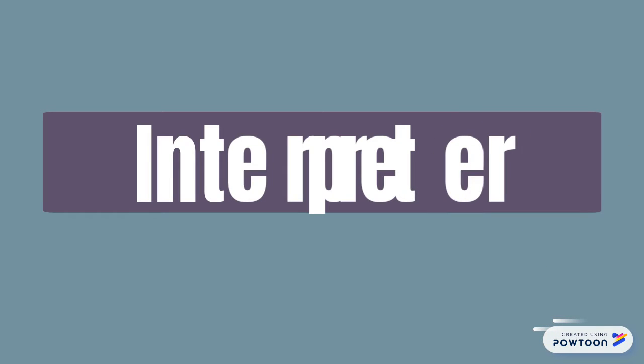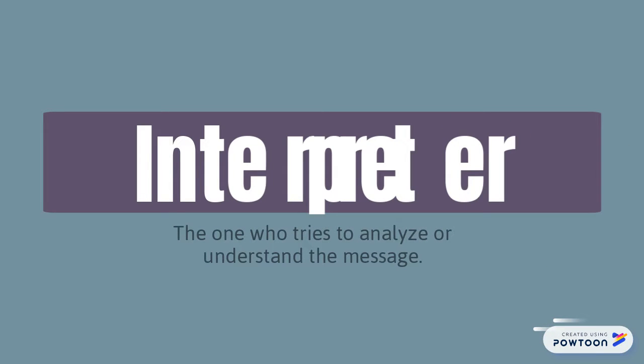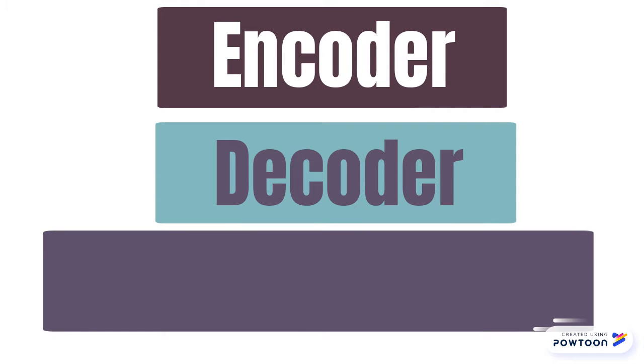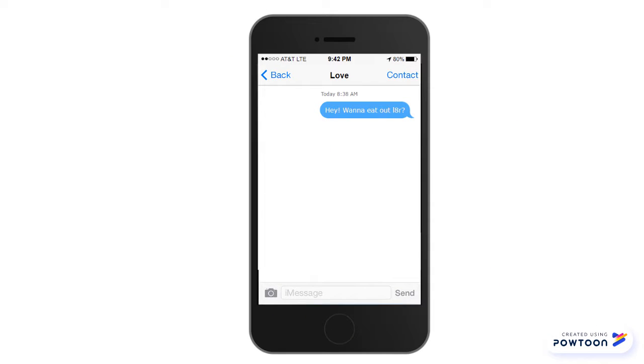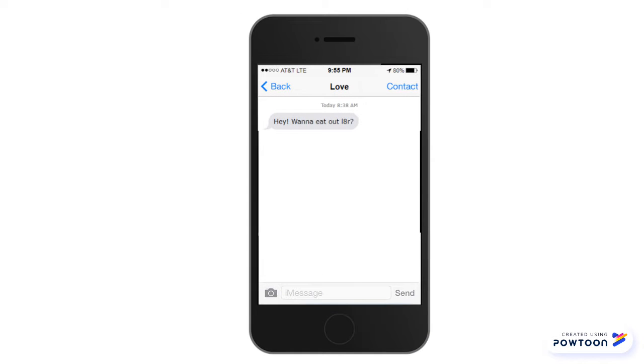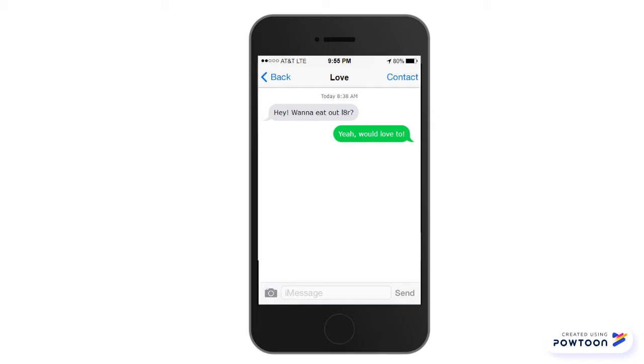The interpreter is the one who tries to analyze and understand the message. You may be wondering, why are there 3 roles when there are only 2 people talking? Well, these roles are not so much roles as they are processes. In the example earlier, you are the encoder who sent the text message and your friend is the decoder who received the text message. After this, he must analyze the text message. What does eat out mean? What is later? This is the role of the interpreter.